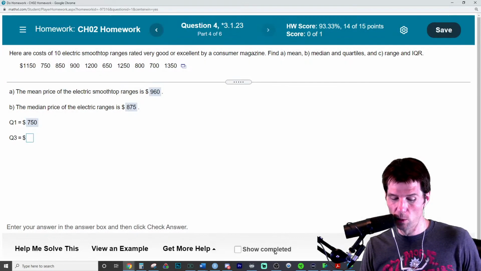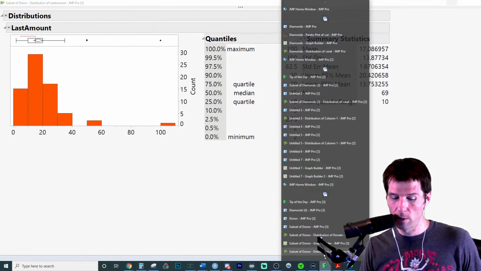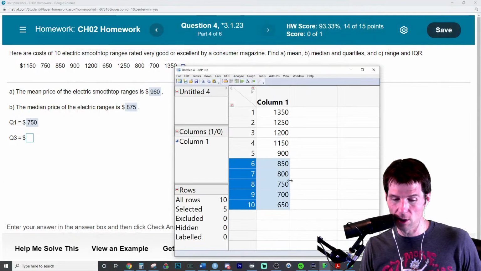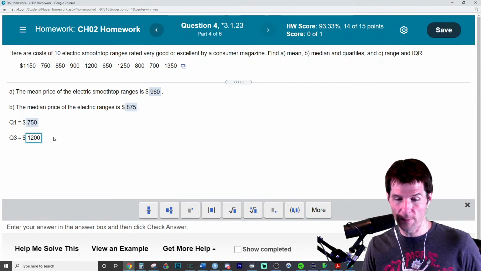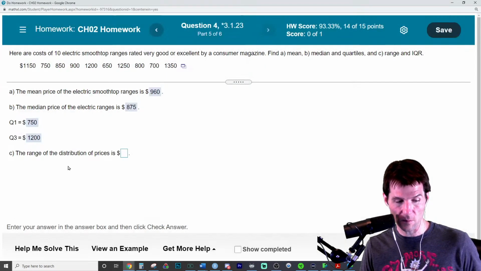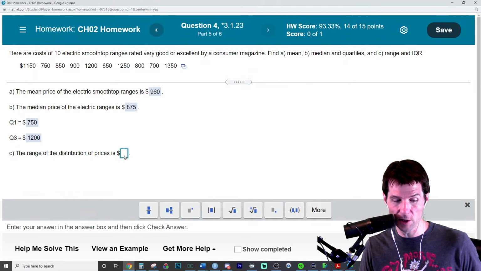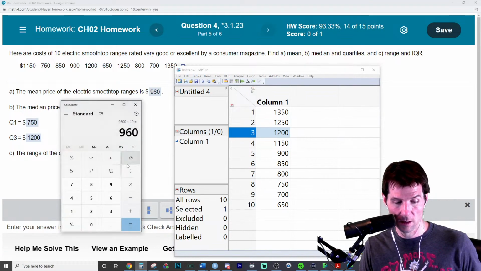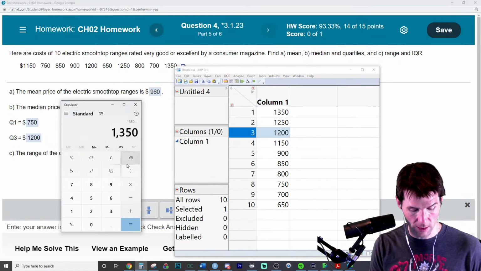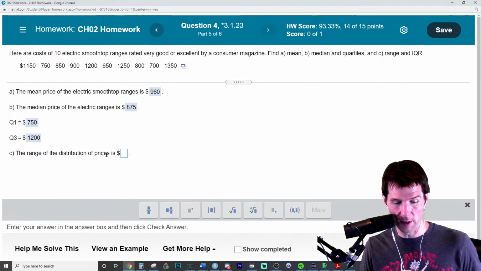We don't like asking Q1 and Q3 questions on the test. We'd more often ask you through looking at the JMP output. The top is going to be 1200. And what does that make the IQR? I think it might ask me, what is the IQR? It asks what the range is. The range is going to be the biggest number minus the smallest number. So the biggest number is 1350. The smallest is 650. So 1350 minus 650, 700.